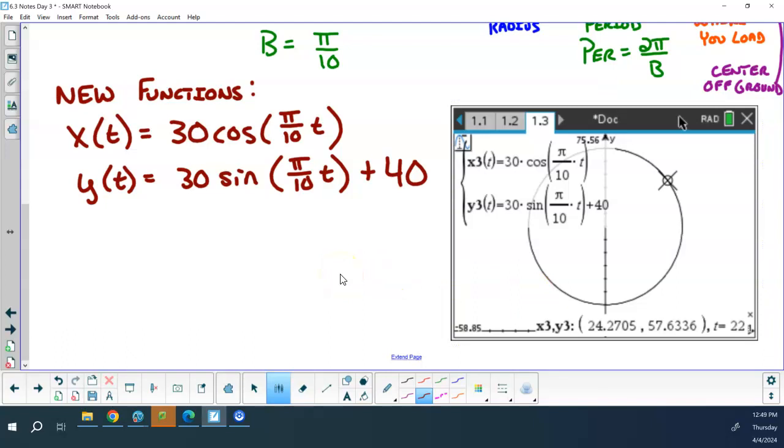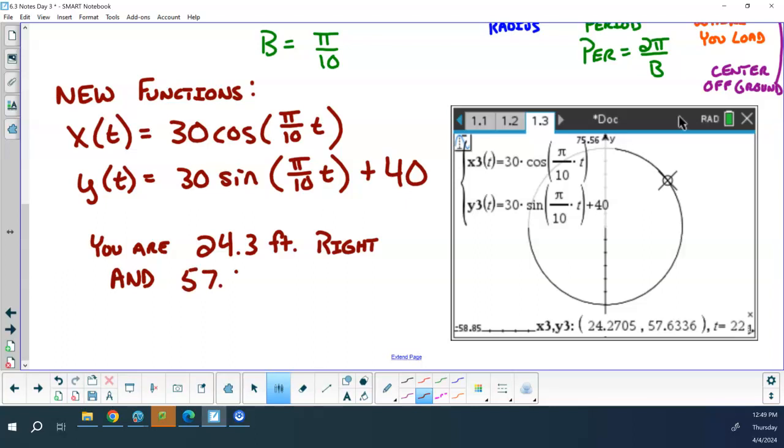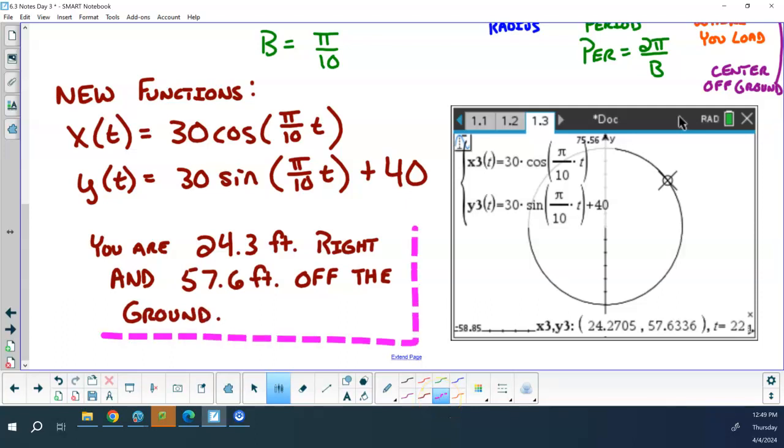So in terms of positioning, you are 24.3 feet right and 57.6 feet off the ground. In terms of the question that we asked, what is your position? Okay.